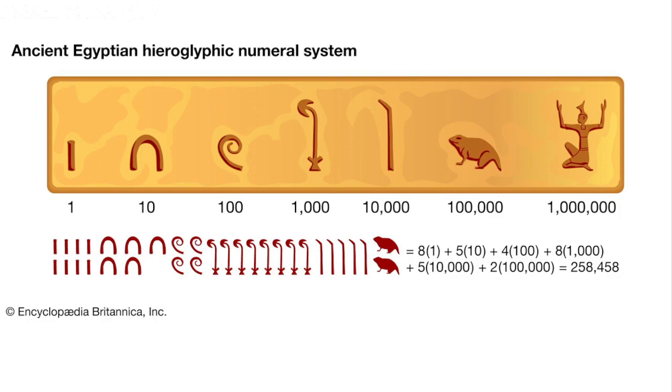So a combination of all these numerals in the ancient Egyptian hieroglyphic numeral system will give you this number. Okay? So you add all of this, and it will give you 258,458. Just imagine how many symbols they have to use just to write 258,458. Thanks to Encyclopedia Britannica, Incorporated for this picture.